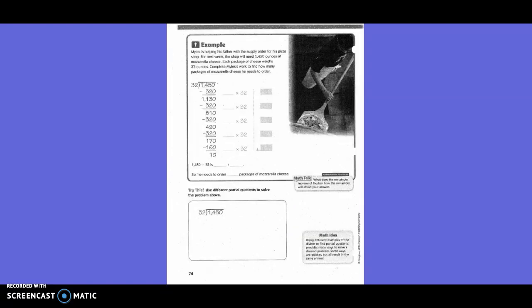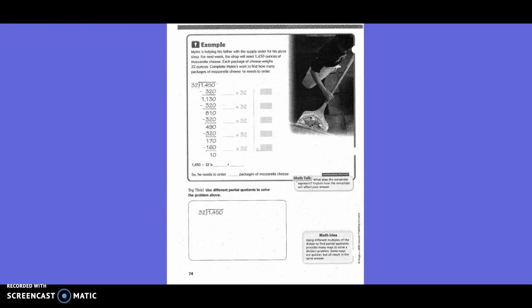Example, Miles is helping his father with the supply order for his pizza shop. For the next week, the shop will need 1,450 ounces of mozzarella cheese. Each package of cheese weighs 32 ounces. Complete Miles' work to find how many packages of mozzarella cheese he needs to order.